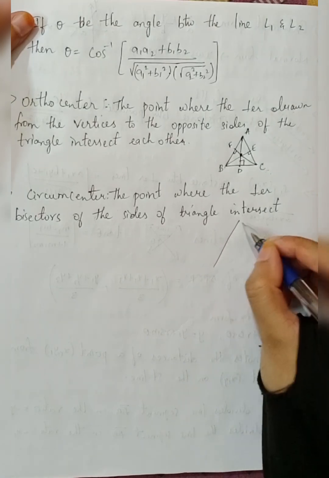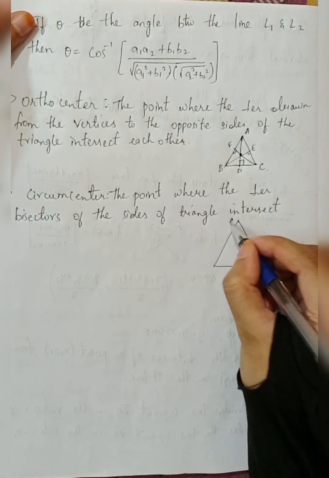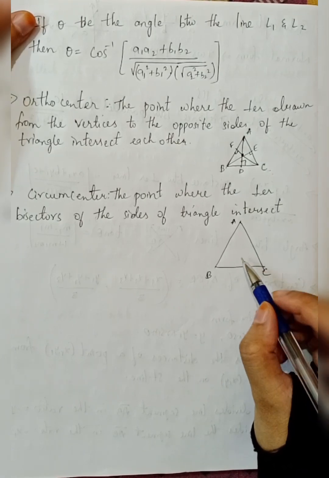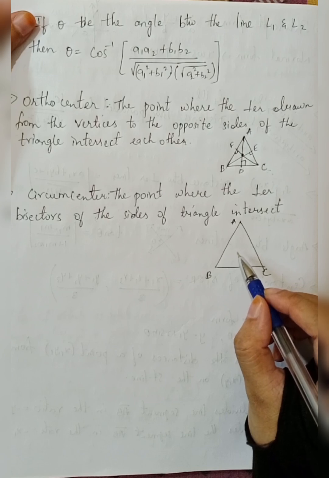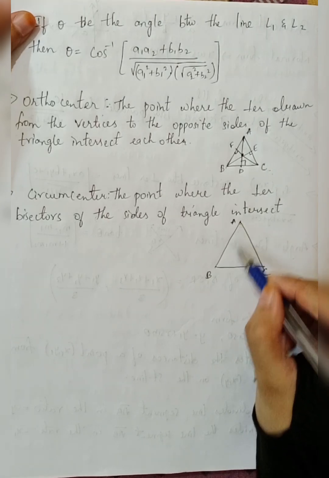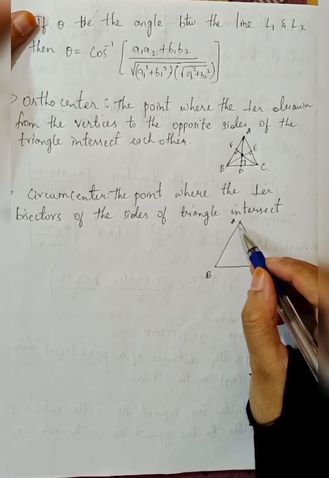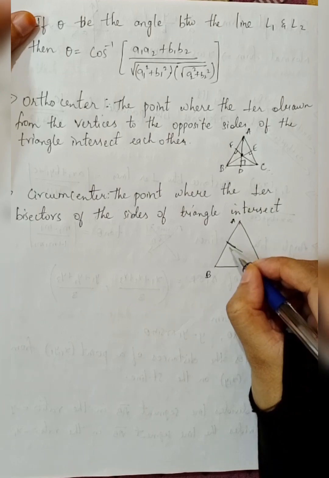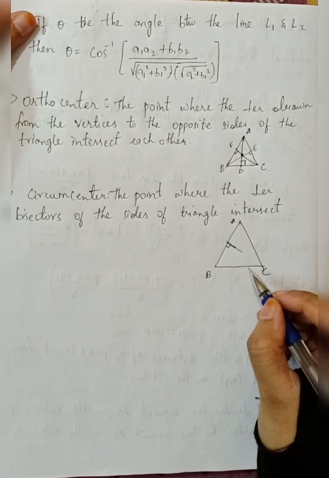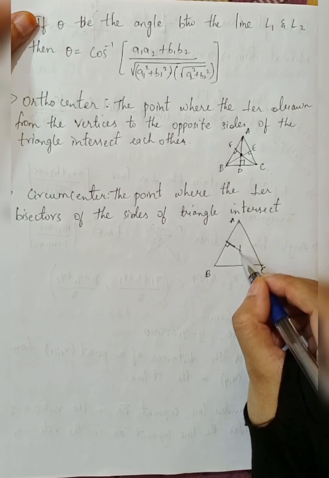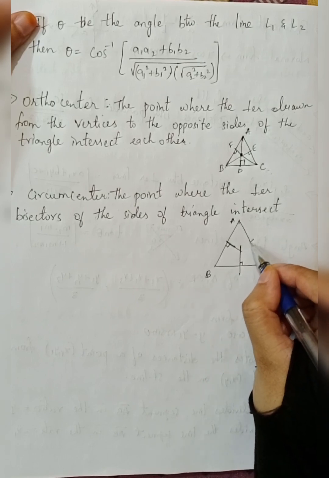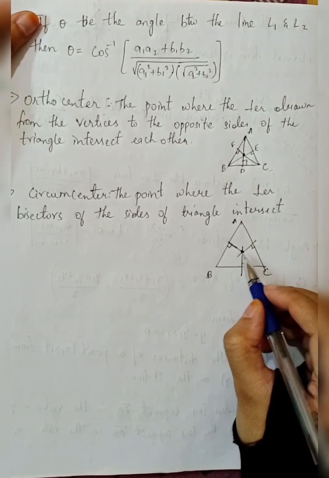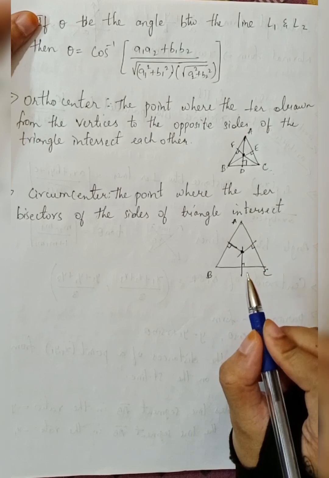Whereas circumcenter, again we can consider a triangle ABC, and here we have perpendicular bisectors. Bisectors means dividing the line into equal halves. So here there are three sides, right? AB, BC and CA. So the bisector is dividing AB into equal halves, perpendicular at an angle of 90 degrees. Similarly here also we are dividing the line BC into half at an angle of 90 degrees. Similarly with AC. So they will meet at a point. That point is called as circumcenter.